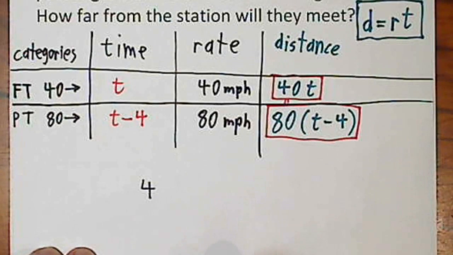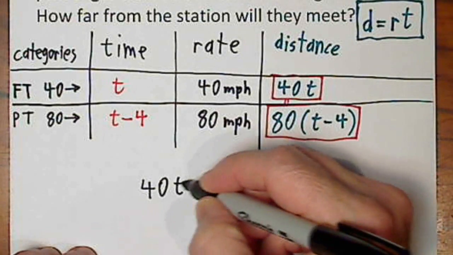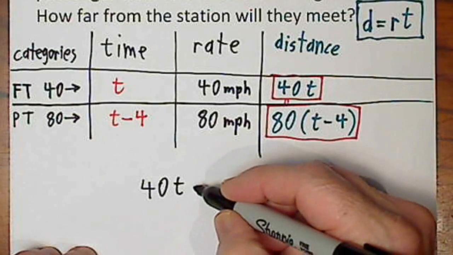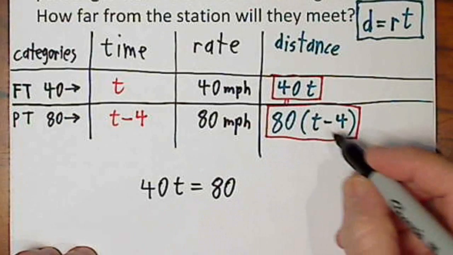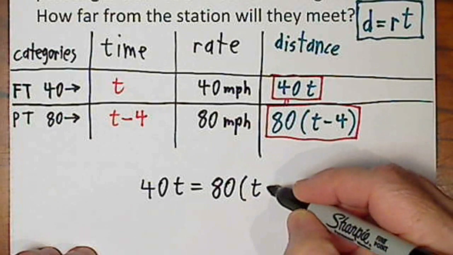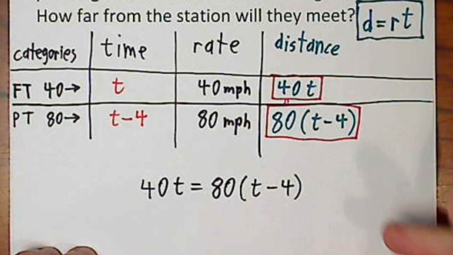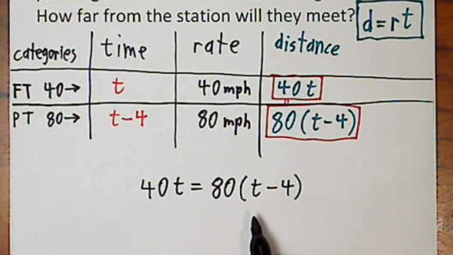Just like that. So 40t is equal to 80 times the quantity t minus 4. All we have to do is solve for t, and we'll know the time involved.